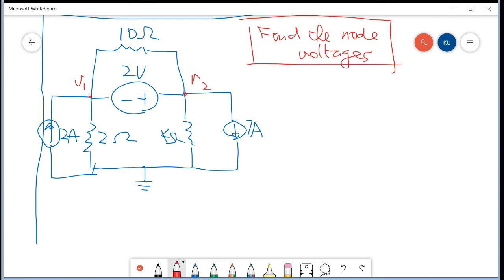if you just assume it is something like the previous one, then you will face some problem, because if you try to write the KCL at this node, actually you should be able to know the current going this way should be 2A, no problem. The current going in this way should be V1 over 2 ohm, no problem. The current going in this path should be V1 minus V2 over 10 ohm, no problem.